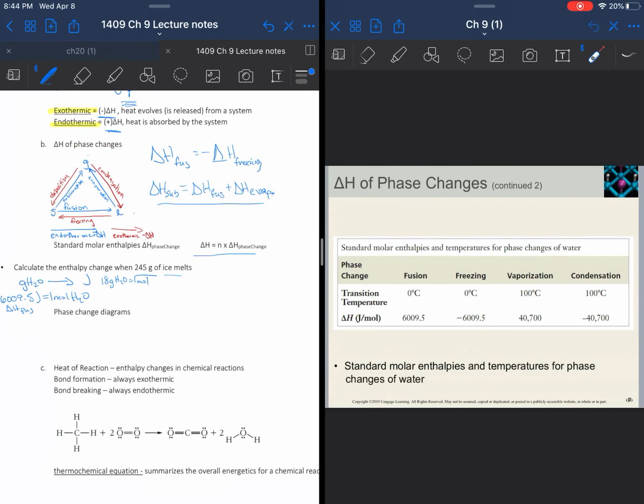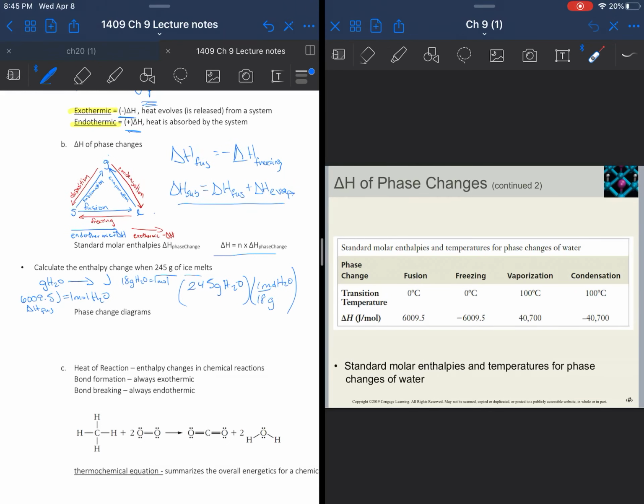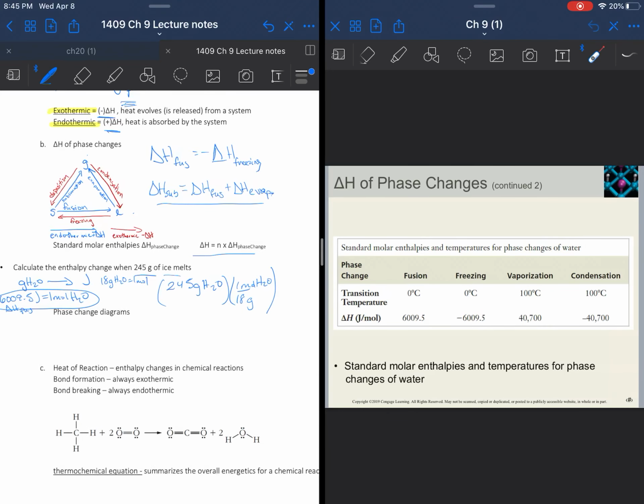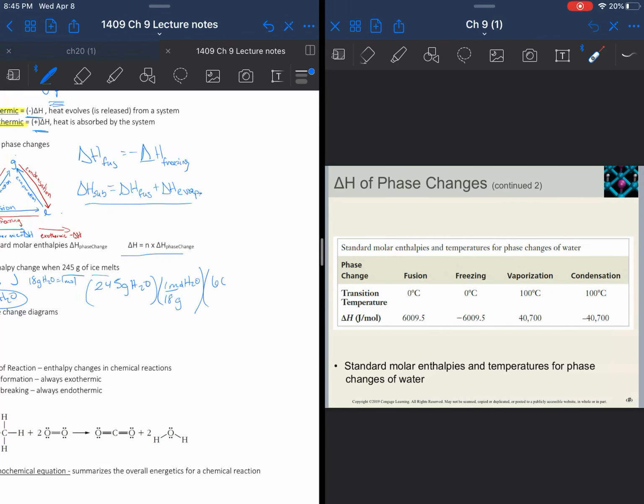We know that grams and moles are related because there are 18 grams of water in 1 mole. And this just becomes dimensional analysis at this point, right? So I've got all that data there. I'm going to start with my given like I always do. I want to convert 245 grams of water to energy. So I'm going to divide by my molar mass.